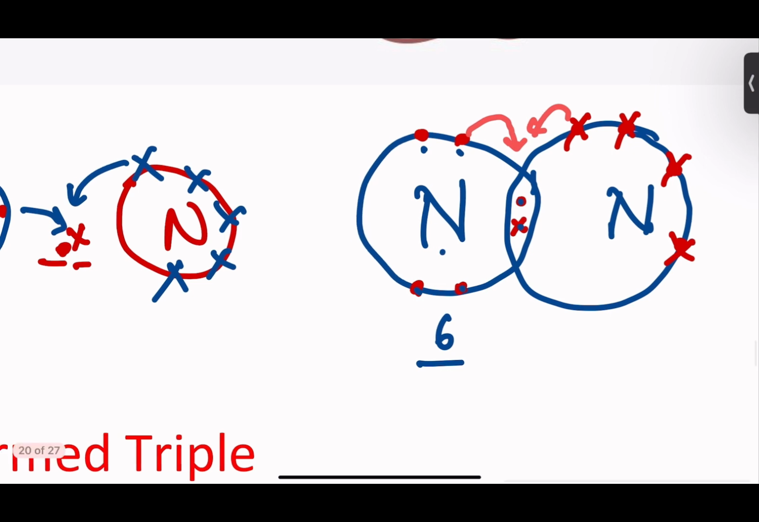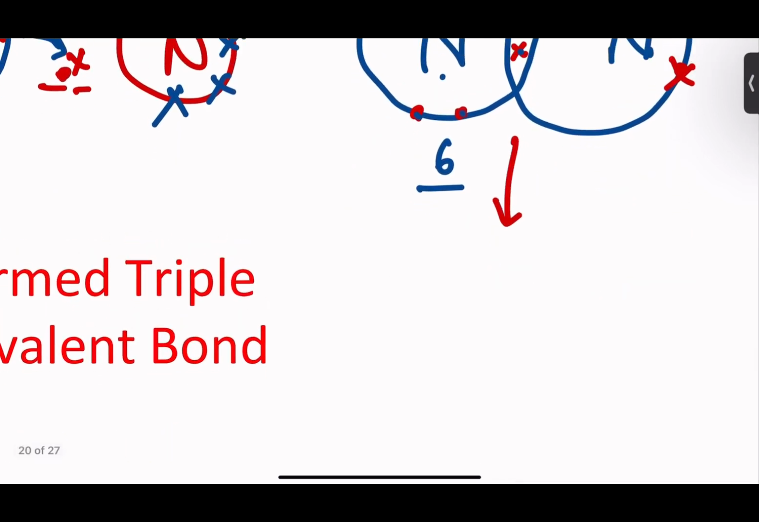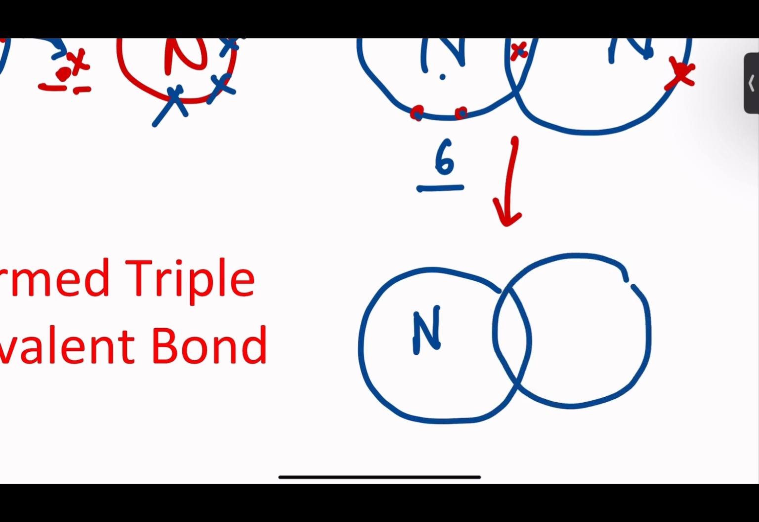So one from this side. And what happens next is that I get nitrogen looking like this. Now I have 1, 2, 3. I got 1, 2, and then 3, 4. So I got 1, 2, 3.